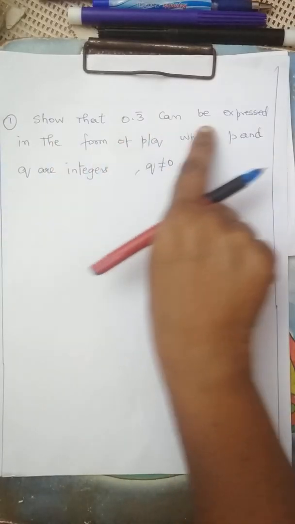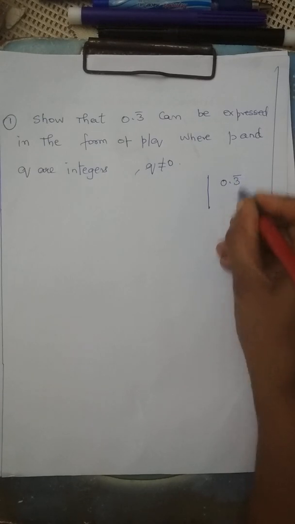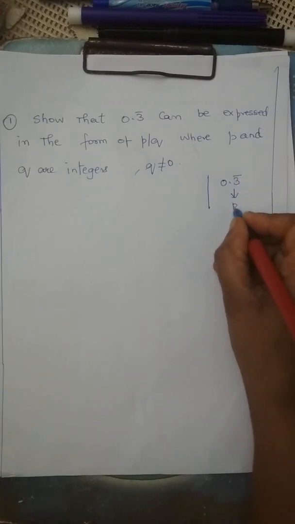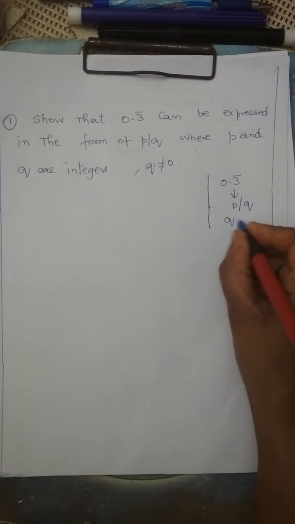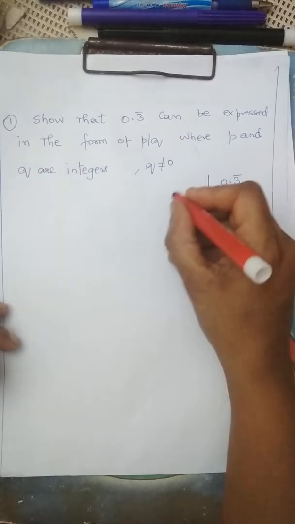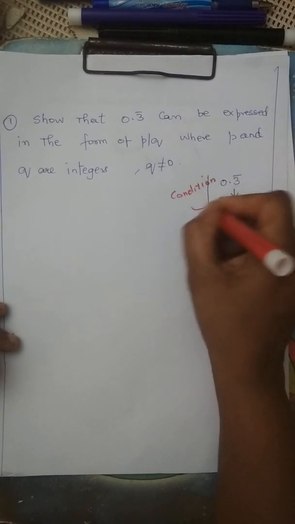Now, let's look at this carefully. What is the question? Show that 0.3 bar. What is the meaning? This 0.3 bar has to be expressed in the form of P upon Q. And what is the condition? Q cannot be 0. This is the condition. Now we'll do it like step 1, step 2.